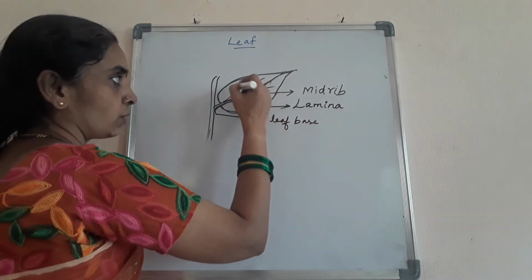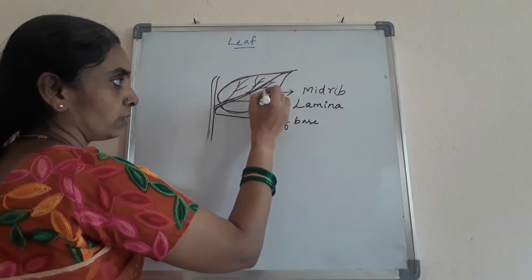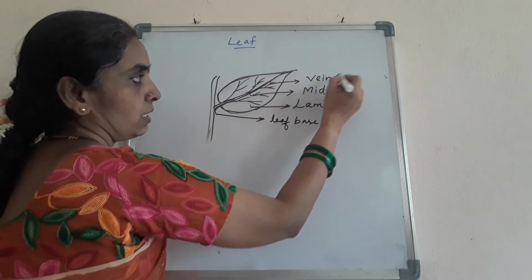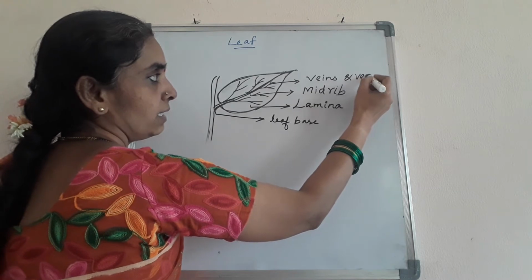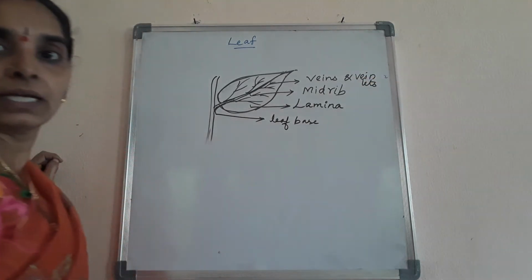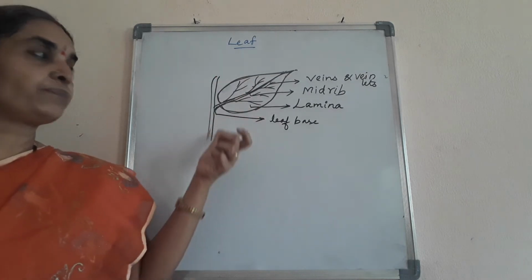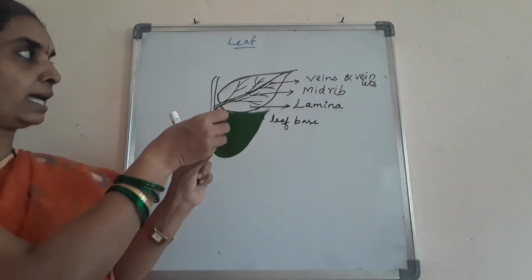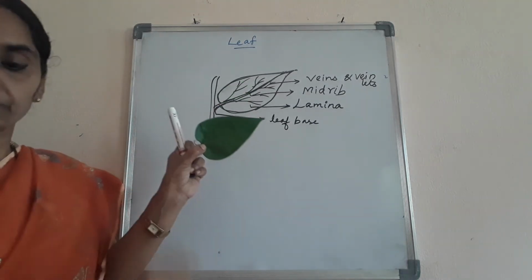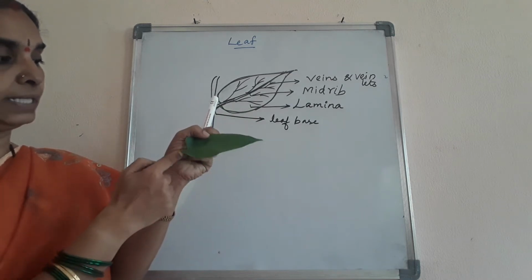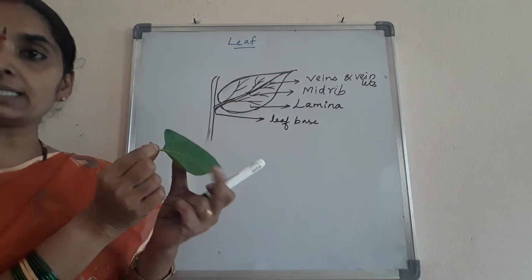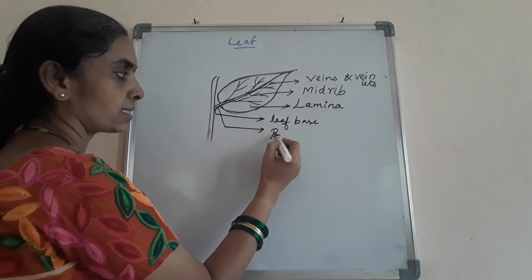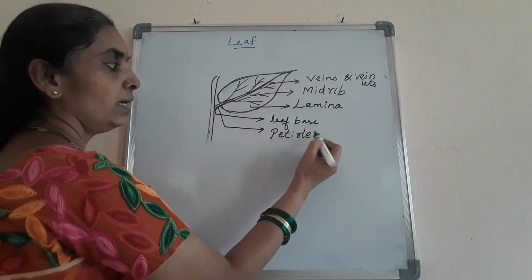And the various hair-like structures that arise over the expanded part of the leaf are called veins and veinlets. What are they called? Veins and veinlets. Is it clear, children? So this is the structure of the leaf. If you see this leaf, you can easily understand what I have drawn here. See here, this is the part of the leaf where it attaches to the stem. This is called the stalk. That is called petiole. What is it called? Petiole.